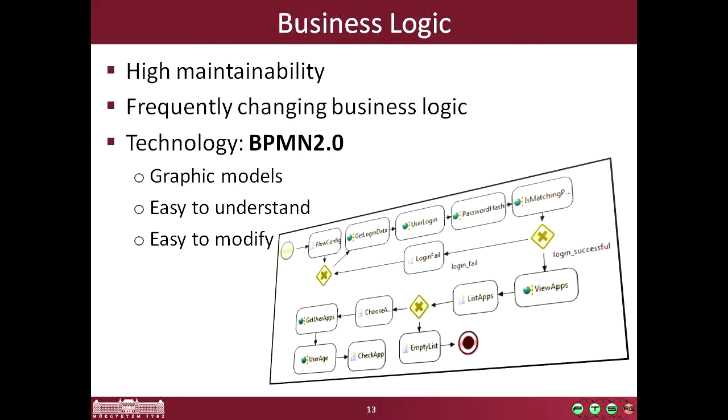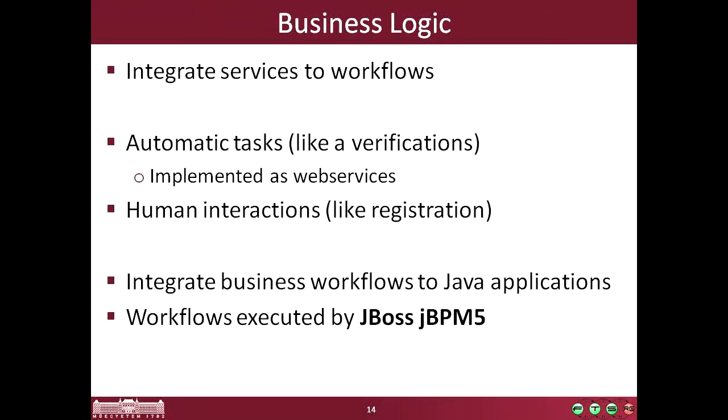For a product like this, high maintainability is a usual requirement because the business logic should be easily changed by the management. For this purpose, we used the BPMN2 technology to define the workflow of the business logic. This notation provides an easily understandable and modifiable workflow graph. The services of the system are integrated into workflows, which contain both automatic tasks, such as code verification, and human tasks like user registration. Those workflows are executed by JBoss jBPM5.